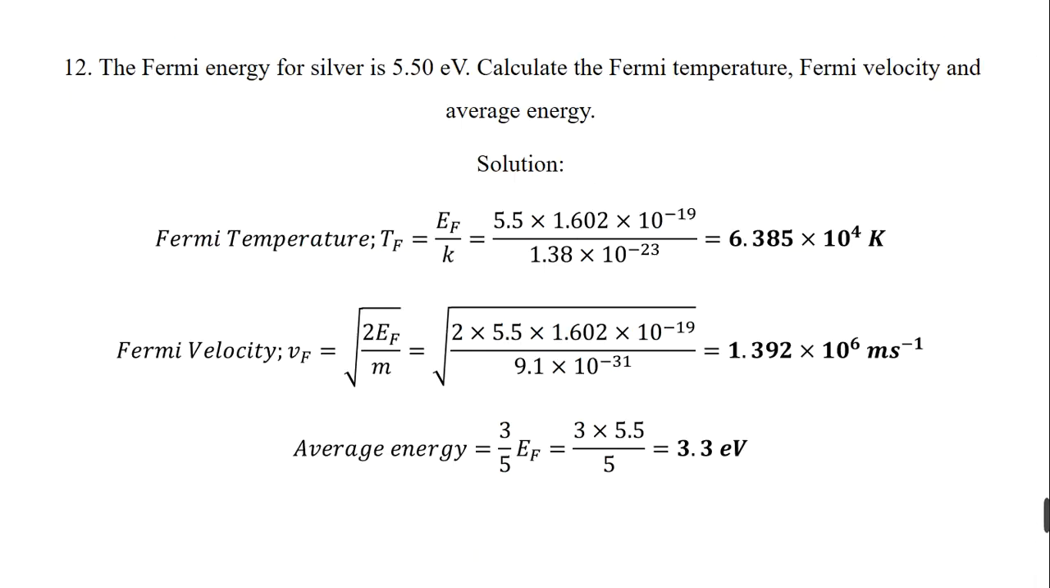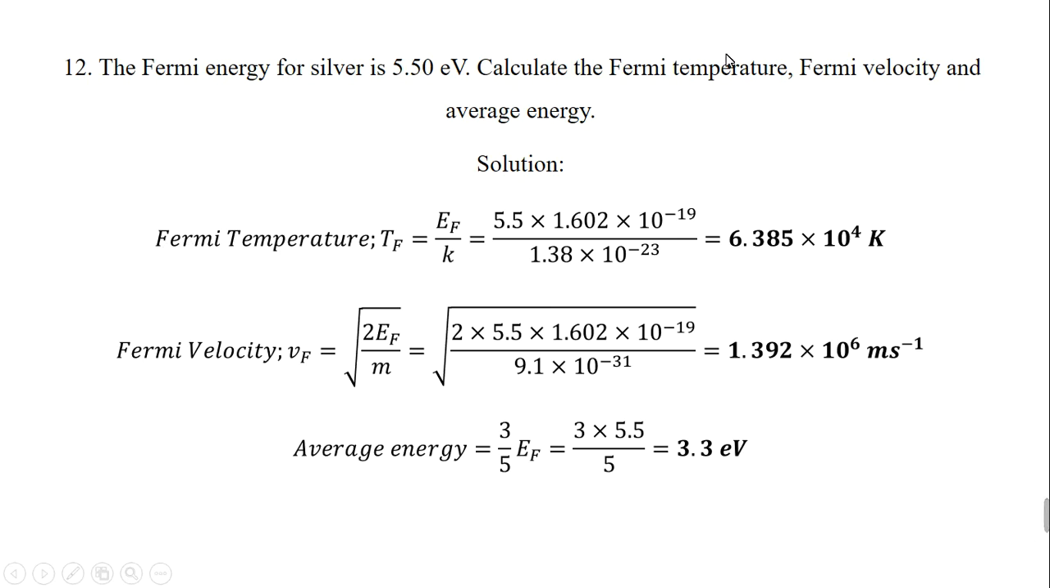Okay, so next problem and the last one. The Fermi energy of silver is given directly as 5.5 electron volt. Calculate the Fermi temperature, Fermi velocity and average energy. So the solution: what formula do we have to use here?